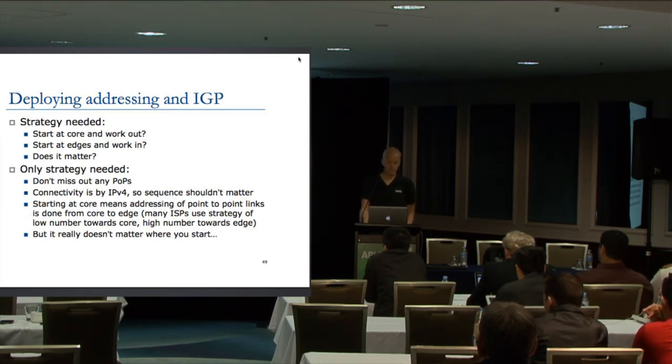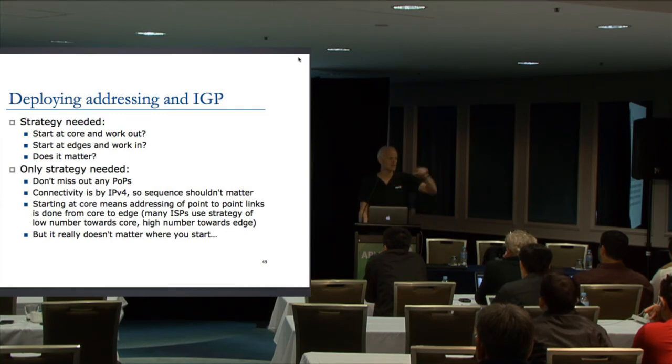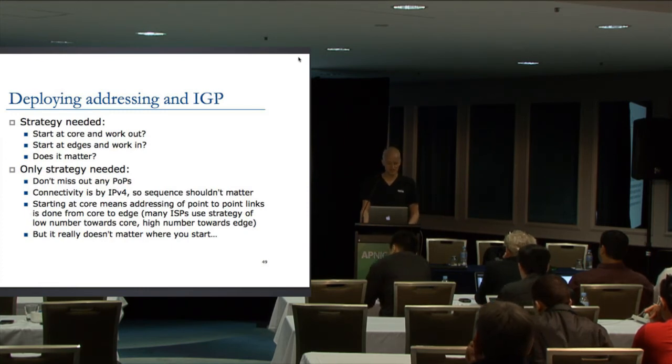Starting at the core means addressing of point-to-point links is done from the core to the edge. That's what most folks are doing. You start with your core router going to the edge router, the core router gets a low address, the edge one gets the next address. So you can follow that strategy, but you don't have to. You can start anywhere you want.